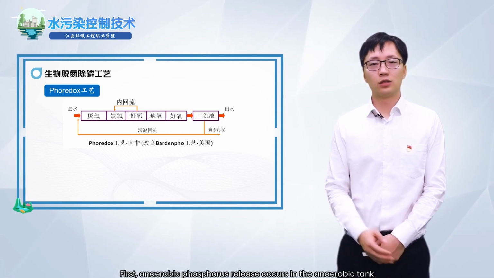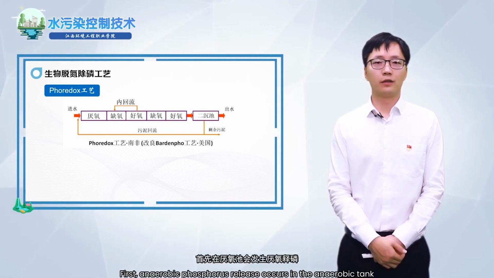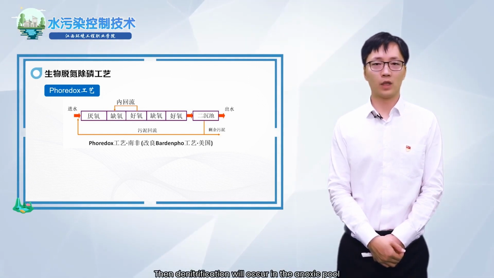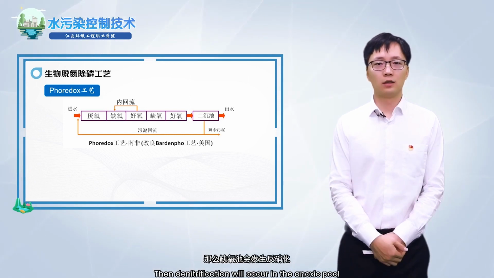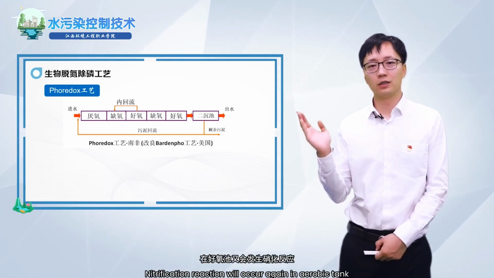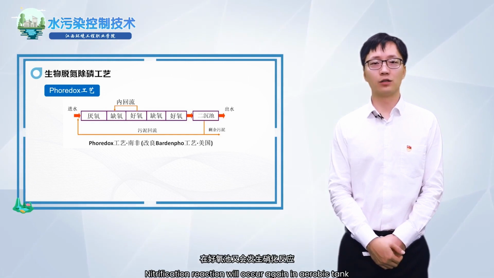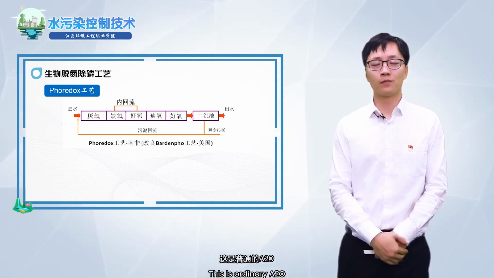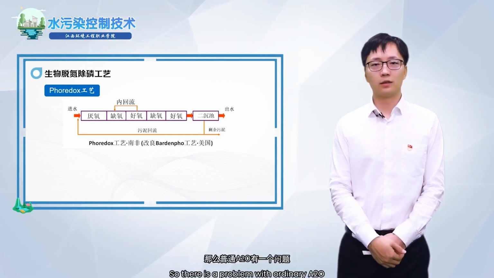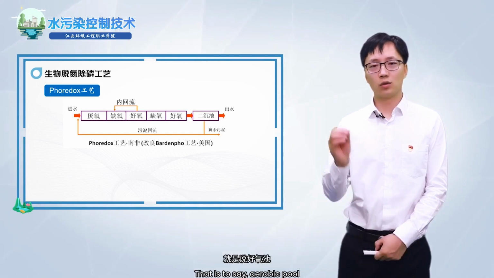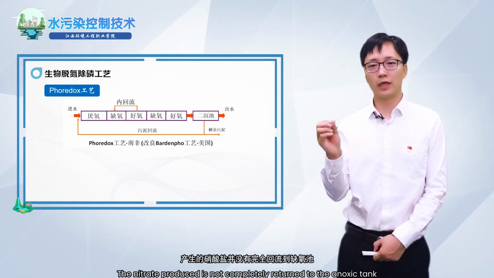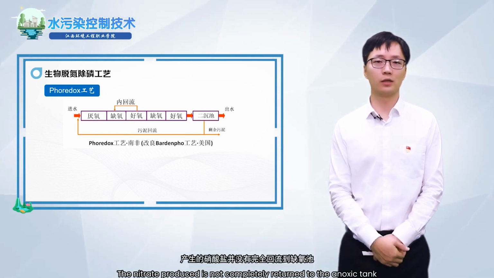We can see that, first, anaerobic phosphorus release occurs in the anaerobic tank. Then denitrification will occur in the anoxic tank. The nitrification reaction will occur again in the aerobic tank. This is the ordinary A2O, and there is a problem with ordinary A2O. That is to say, in the aerobic tank, the nitrate produced is not completely returned to the anoxic tank.